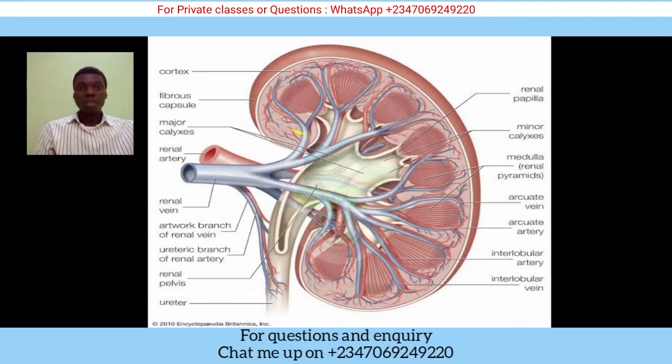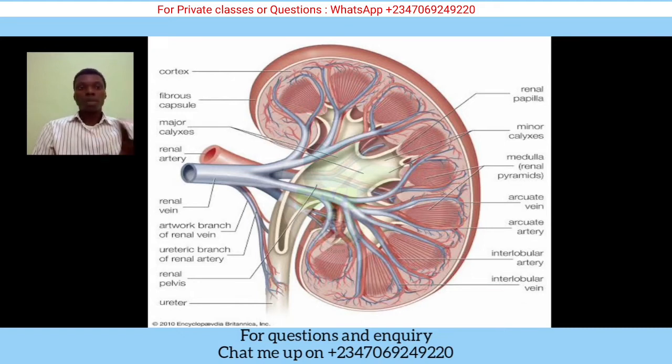All right, now each of these demarcations or segments has a name. Each of them is called a pyramid. Now the apex of this pyramid is called the papilla. You can see that here. Renal papilla is the apex of each of the pyramids. So each of those segments is called a pyramid, and the apex has a name called renal papilla, or papilla for short.